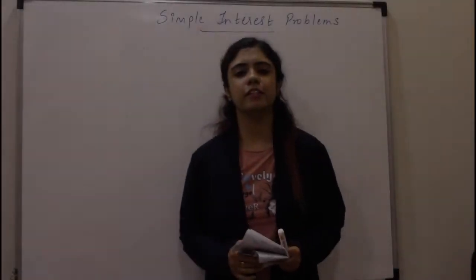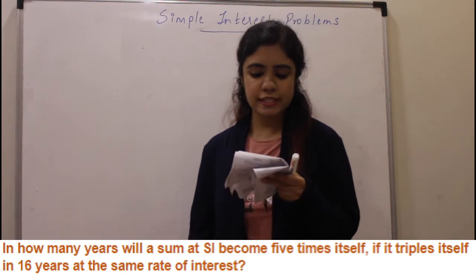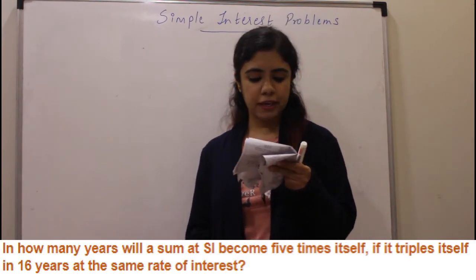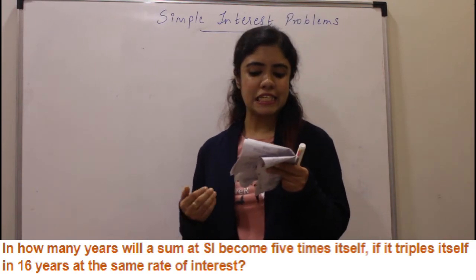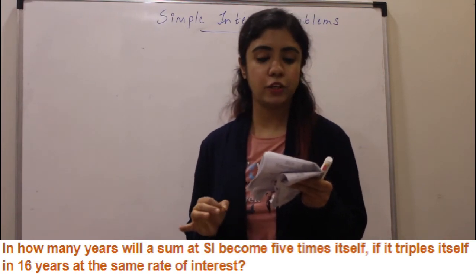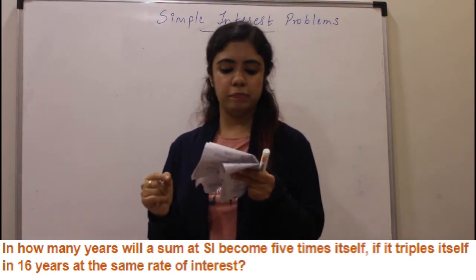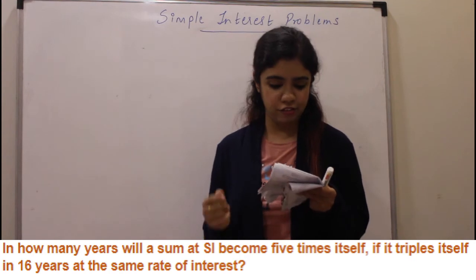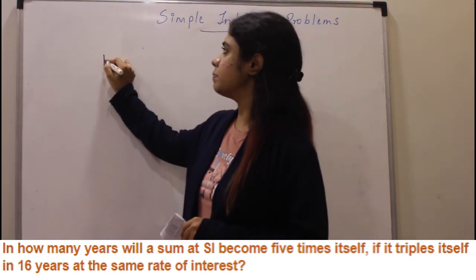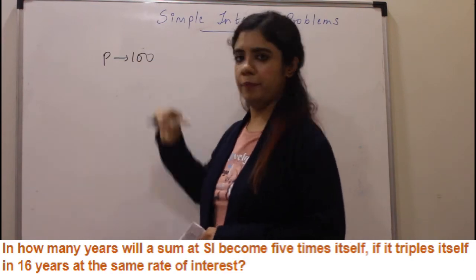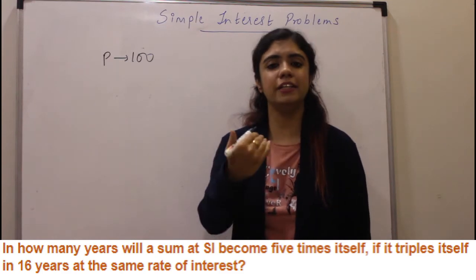Okay, now let's look at the next question. What does it say? In how many years will a sum at simple interest become 5 times itself if it triples itself in 16 years at the same rate of interest? Understand? मतलब suppose मेरा principal value 100 था, 16 years के बाद वो ट्रिपल हो गया, पैसा ट्रिपल हो गया.